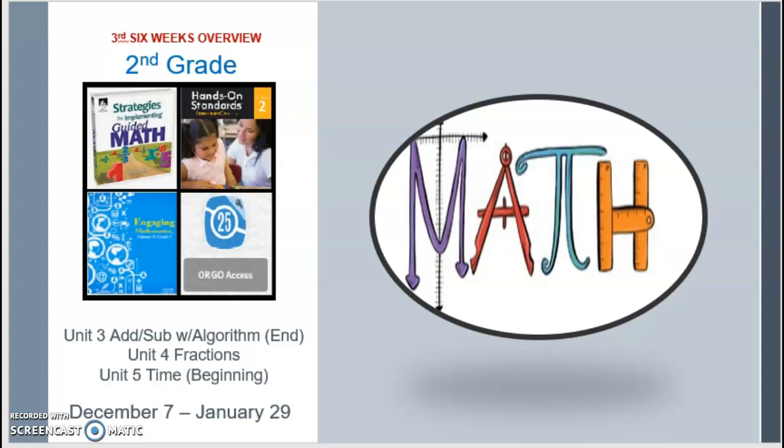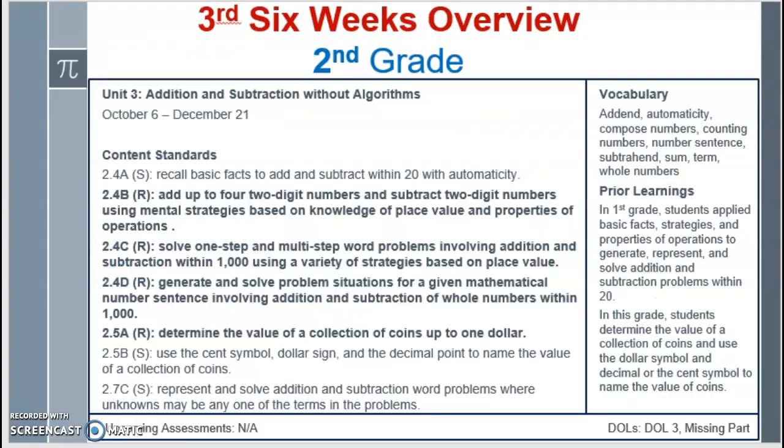Within this unit, you're going to be going over, within the 6 weeks, the very end of adding and subtracting with algorithms from Unit 3. We'll be going over fractions in Unit 4 and beginning time with Unit 5. And again, it is December 7th to January 29th. The first portion, Unit 3, addition subtraction with algorithms, will last until December 27th. So you have 2 to 3 weeks additionally to work on this.